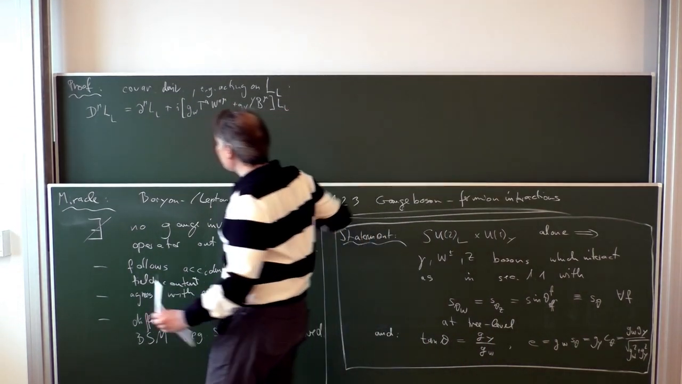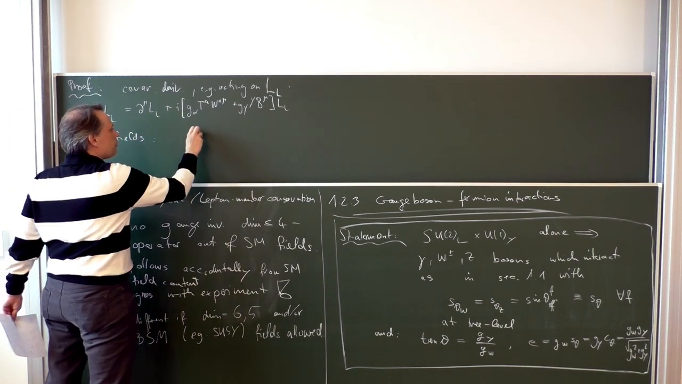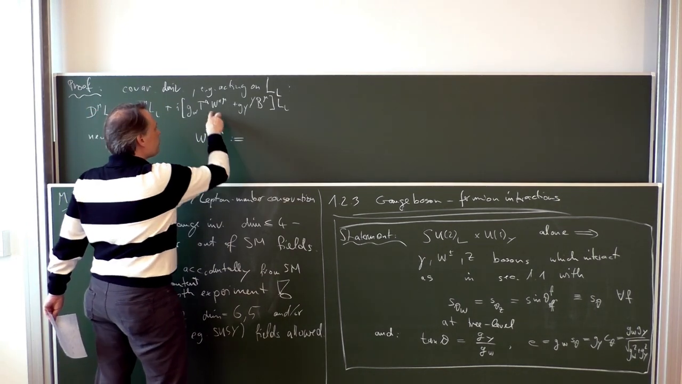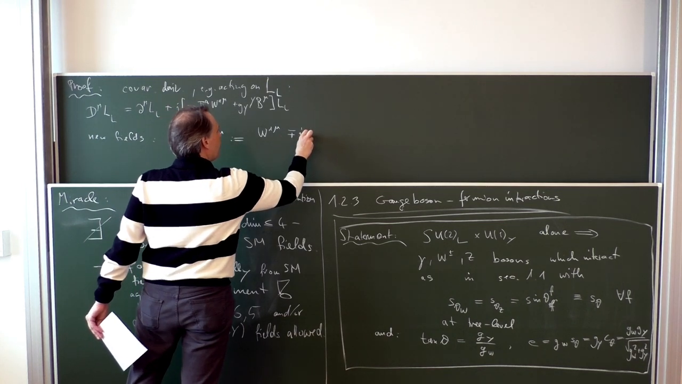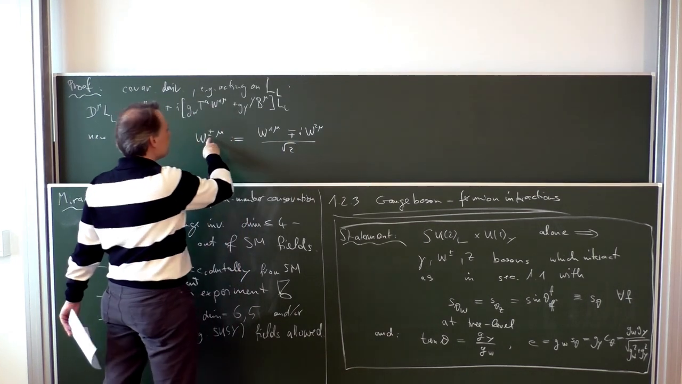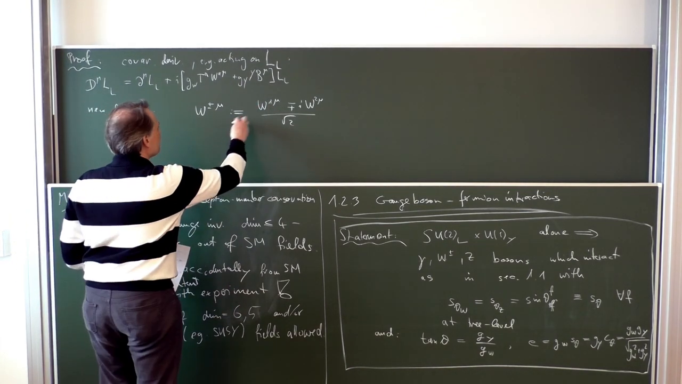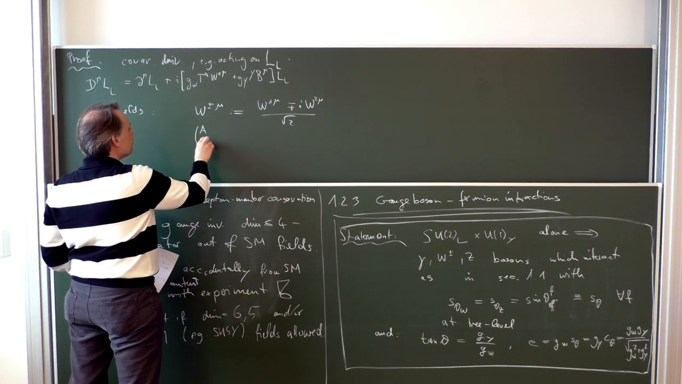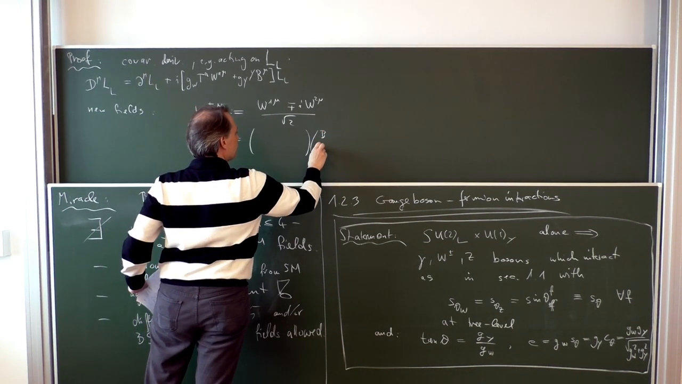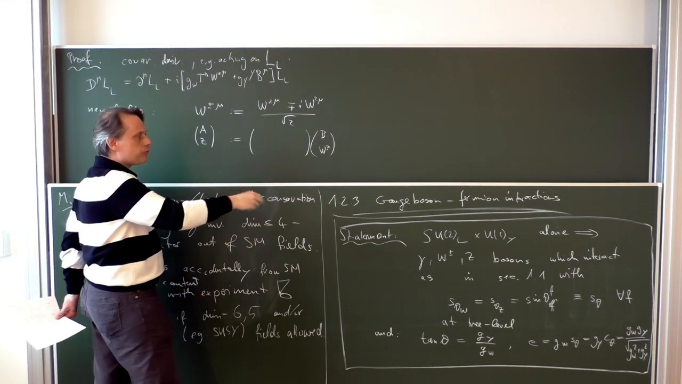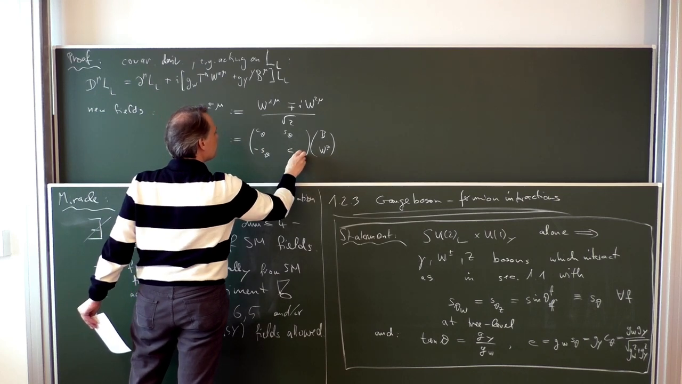And I will immediately write down the correct linear combinations. First of all, for the W's, it's particularly simple. So W plus minus mu is defined as linear combinations of W1 and W2, as follows: W1 mu minus or plus i times W2 mu. And note here, plus minus, minus plus. So this is a linear combination which preserves the norm, basically an orthogonal rotation. And similarly, we do it for the photon and the Z. So photon A mu and Z mu is defined by an orthogonal matrix times B and W3. And the orthogonal matrix contains the weak mixing angle by definition: cosine theta, plus sine theta, minus sine theta, cosine theta.